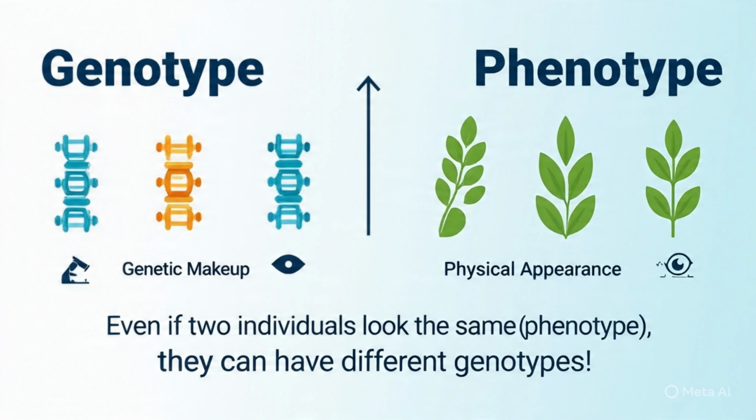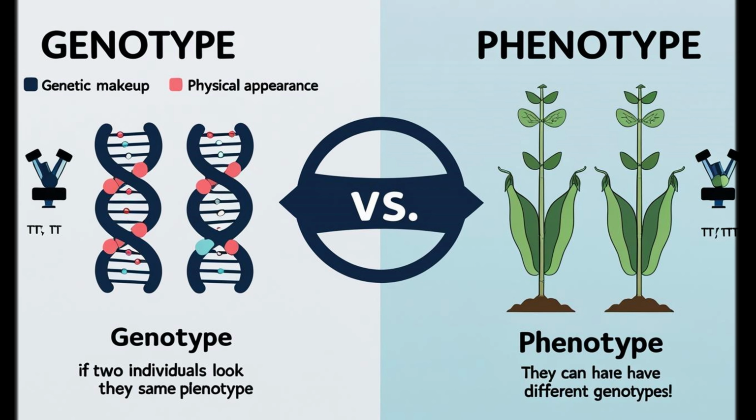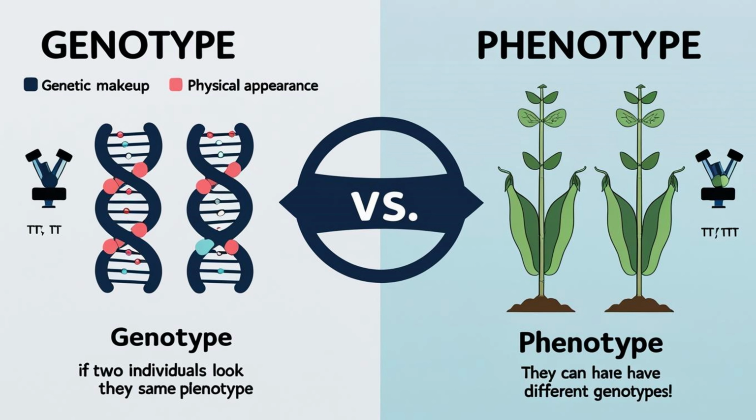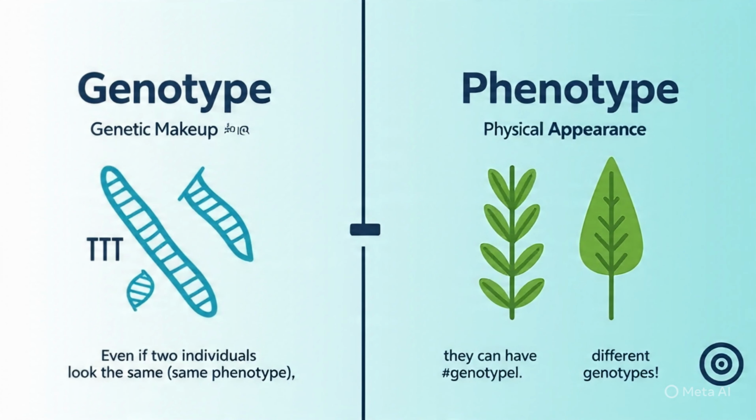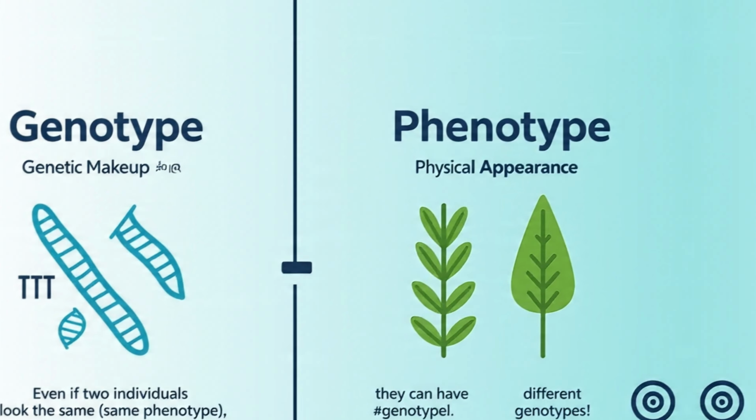These laws are the foundation of classical genetics. Let's discuss genotype versus phenotype. I can clarify these 2 terms that are often confusing. Genotype is the genetic makeup, for example, capital TT, capital T small t, or both small tt. Phenotype is the physical appearance, for example, tall or short plant. Even if 2 individuals have the same phenotype, they can have different genotypes.